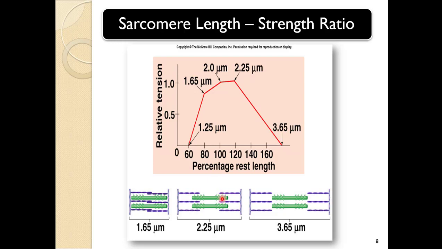So the myosin heads can easily grab actin. There's no interference from overlap from the other actin. And so maximum power is generated, and this is in the middle range of that muscle like I was talking about. If this was the bicep, this would be somewhere around maybe the 90-degree point of the elbow.